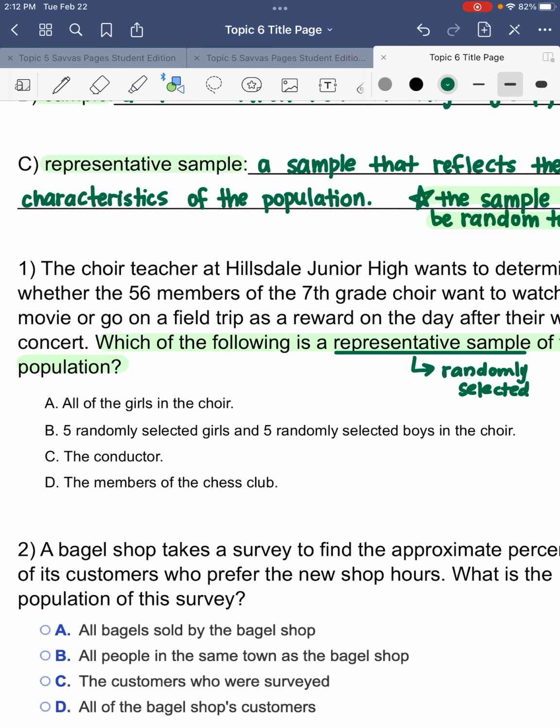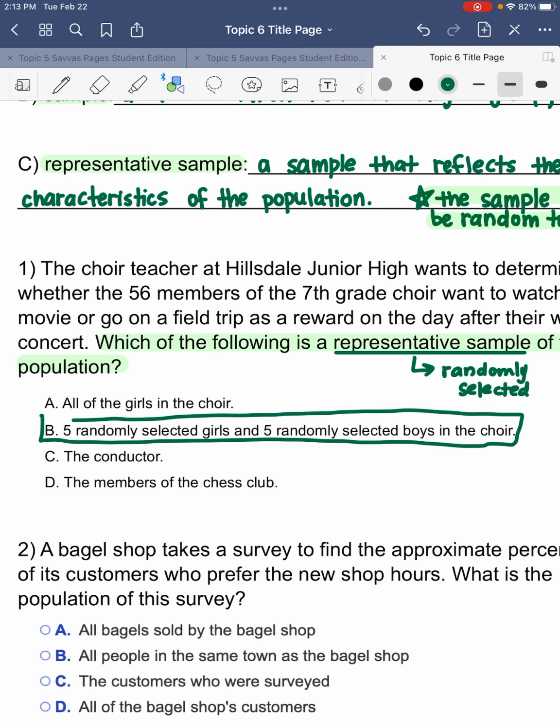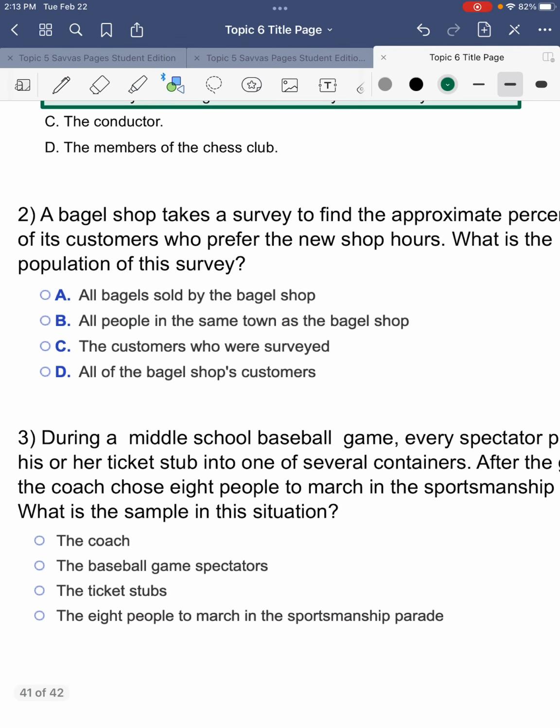Let's read the others. The conductor, that doesn't really make sense. And the members of the chess club, well, they have no say in what the choir people do. So I think B is our best option. And I like B because it is randomly selected. Girls and boys are both represented too. Okay, moving on to number 2.